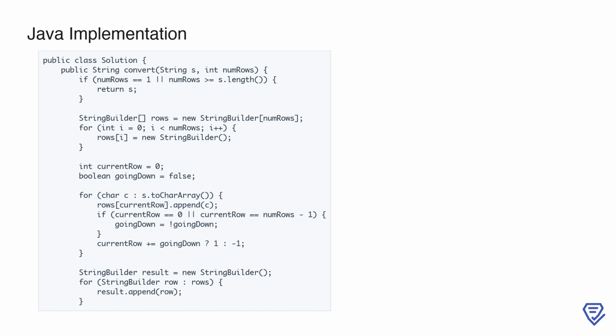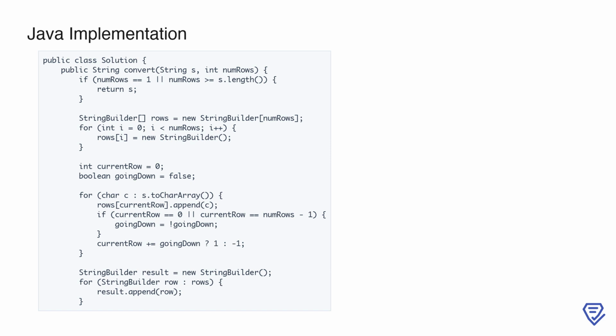Next, we create an array of StringBuilder objects, one for each row, to store the characters of the zigzag pattern. Using a loop, we initialize each element in this array with a new StringBuilder instance. We then declare two variables, currentRow and goingDown. currentRow keeps track of the current row we're populating, and goingDown is a boolean that toggles the direction of movement downwards or upwards through the rows.